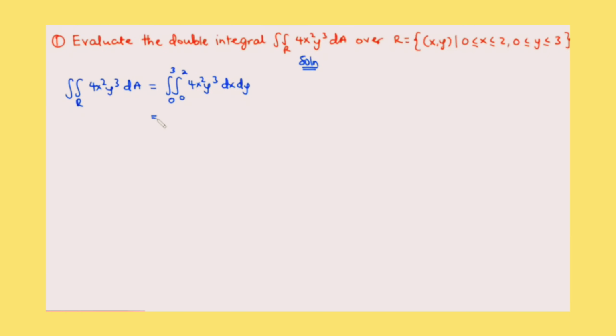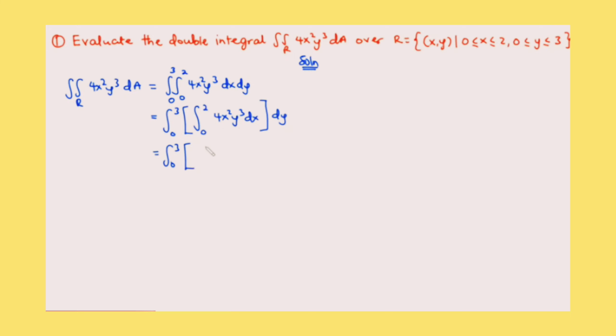So we express this as the integral from 0 to 3, which we keep on the outside, and then on the inside we have the integral from 0 to 2 of the function x squared y cubed dx, and then we have dy on the outside, meaning that we are going to perform the operation on x first. So we are going to integrate this function with respect to x, which means that we are going to keep the variable y as a constant. So we have the integral from 0 to 3 on the outside. Now we are going to integrate this function with respect to x.